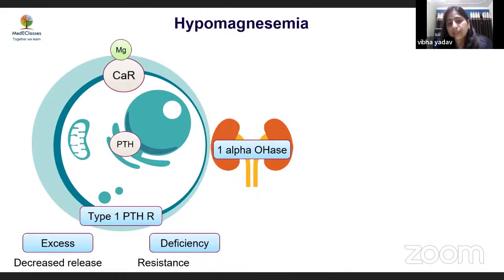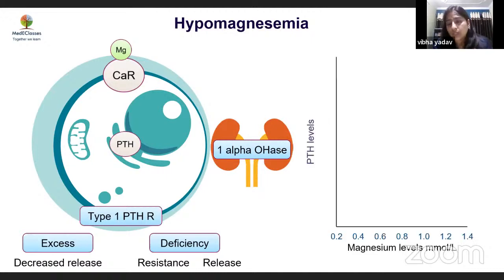Magnesium levels and PTH levels have an inverted J-shape association. The PTH levels are very low when there is a severe magnesium deficiency. The PTH levels start rising when the magnesium level is around 0.6 millimole per liter. It will continue to rise and become stable till 1.2 millimole per liter. And after 1.2 millimole per liter, the PTH level will start falling down.